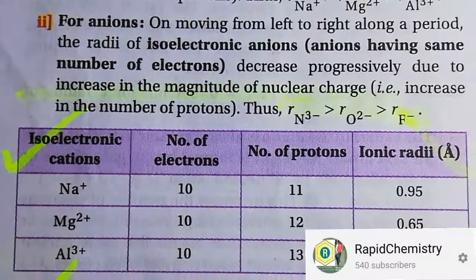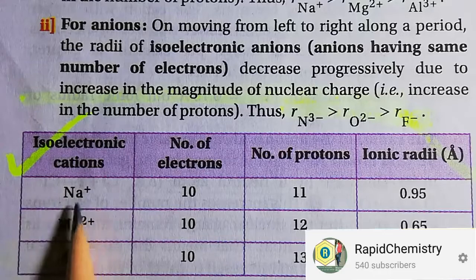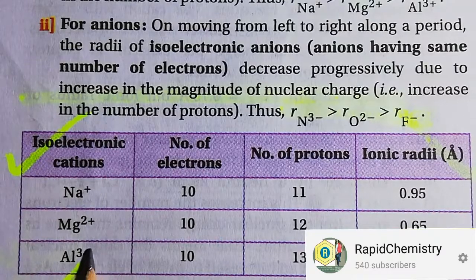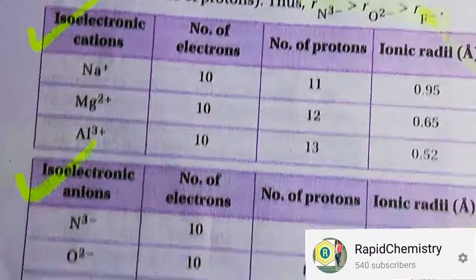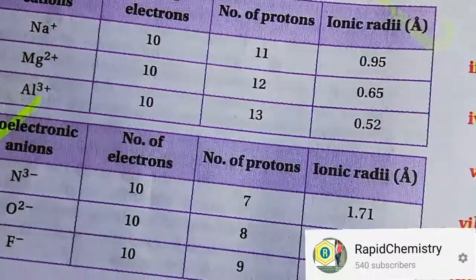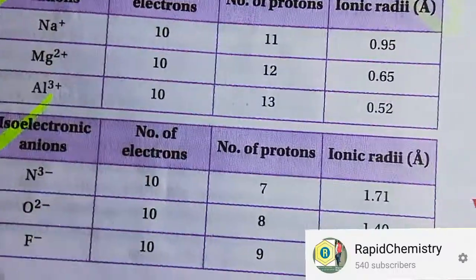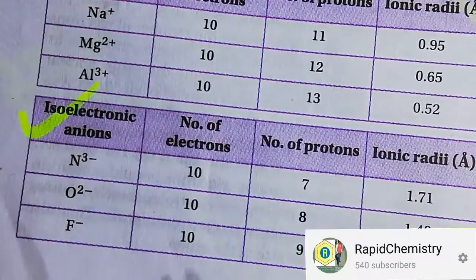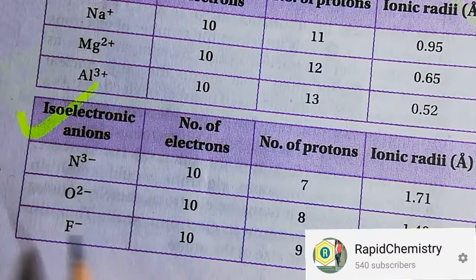And this can better be understood by looking at the figure here. Sodium, magnesium, aluminium: the more the positive charge, the smaller the size. And the more the negative charge, the bigger the size, as you can see here for the nitride ion, which is the biggest out of these three. Okay, 3 negative.